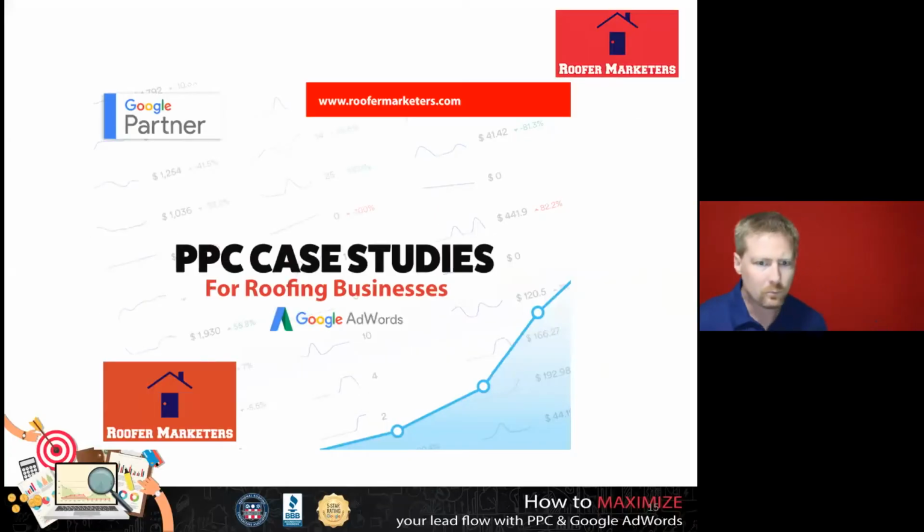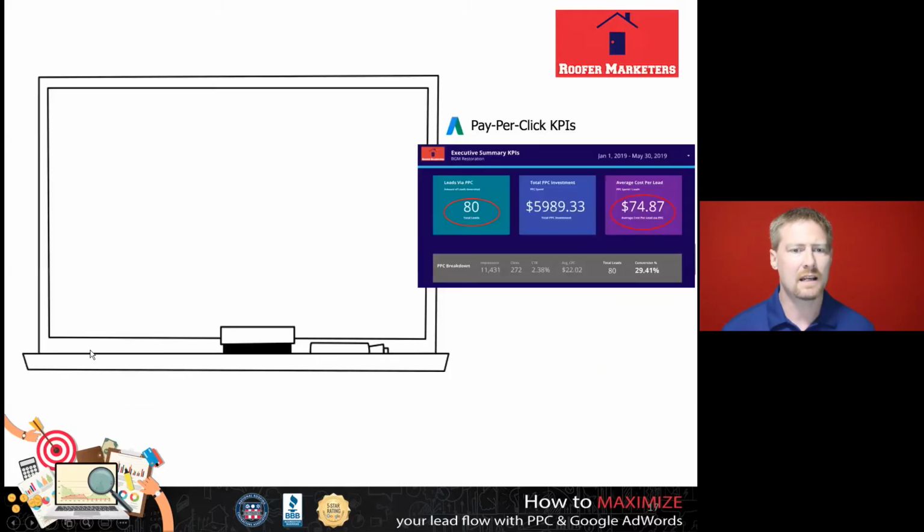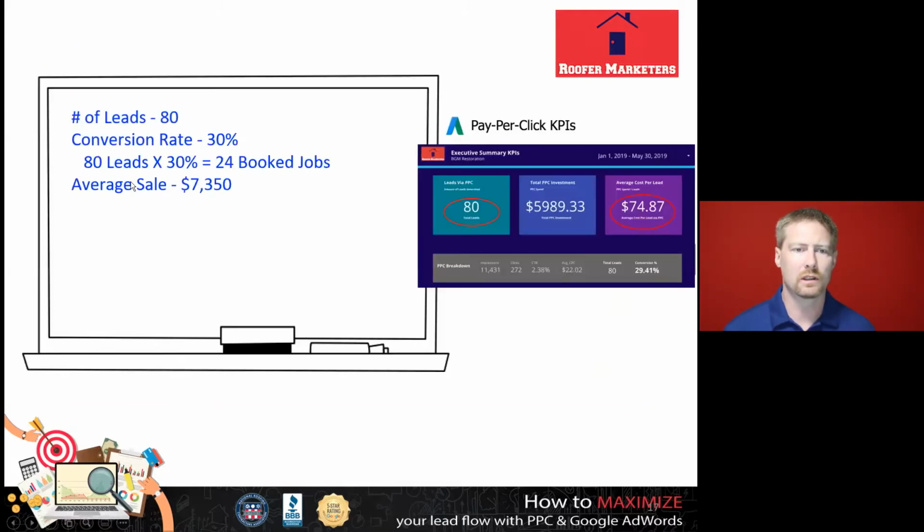You don't want to go too much into bragging or anything like that, but here are some pay-per-click case studies that we've done. This was BGM Restoration, generated 80 leads from pay-per-click at $74 per lead, 29% conversion rate from click to phone call. And that led them to having a conversion rate of about 30% on those leads booked. 80 leads booked, 24 jobs.